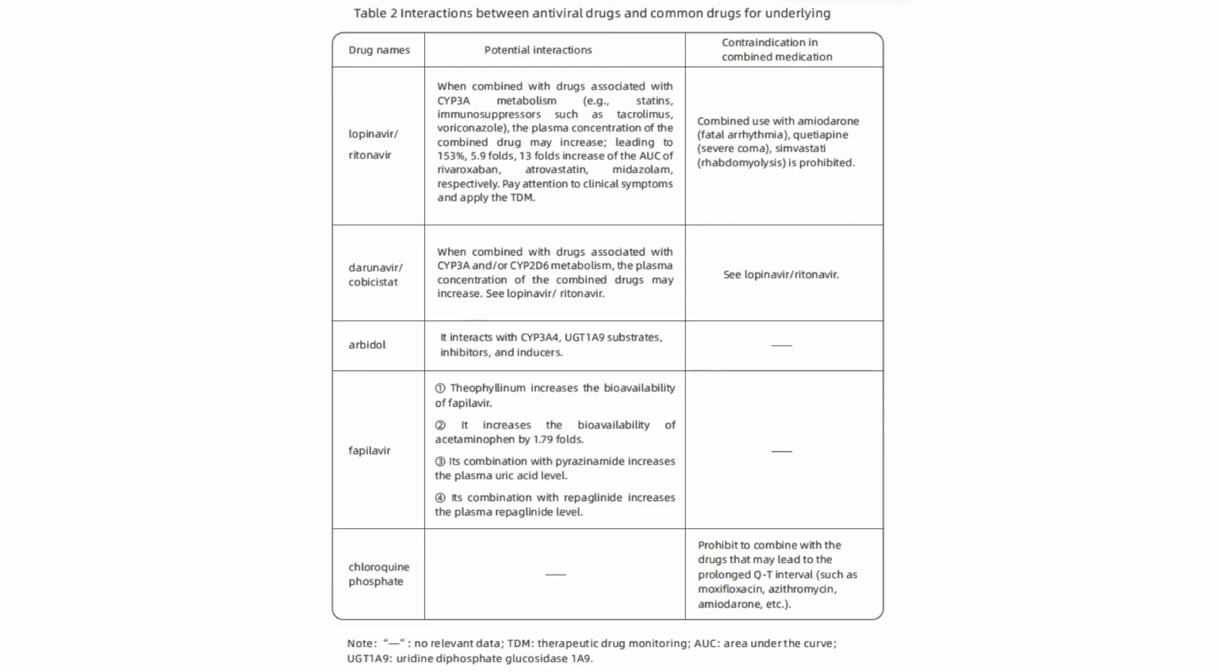Next drug is favipiravir. Potential interactions: 1. Theophylline increased the bioavailability of favipiravir. 2. It increased the bioavailability of acetaminophen by 1.79-fold. 3. Its combination with pyrazinamide increased the plasma uric acid level. And 4. Its combination with repaglinide increases the plasma repaglinide level. And in terms of where favipiravir is absolutely contraindicated, the data is not available.